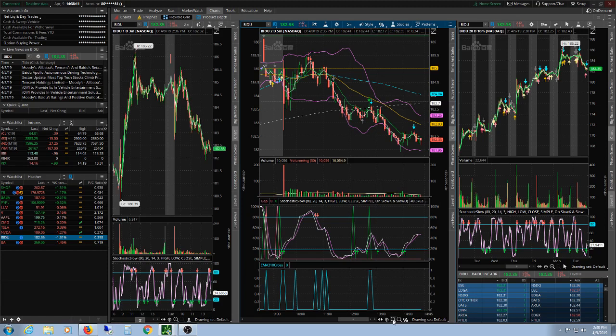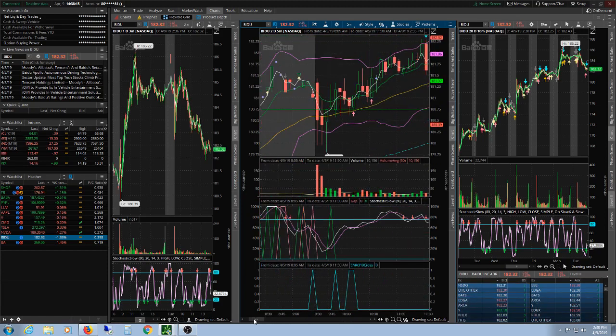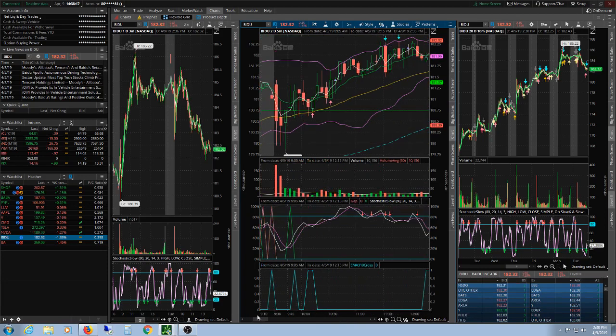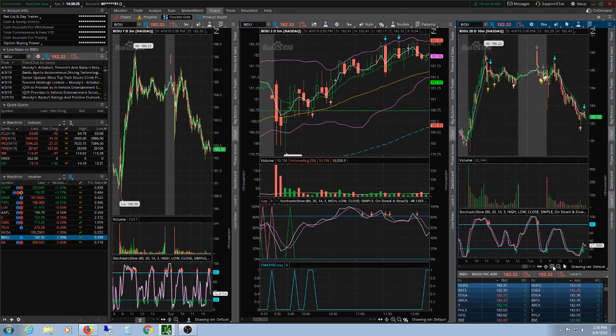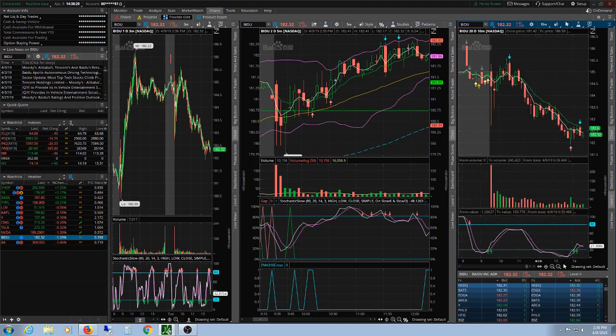I'll try to go over each one of these every day, but I'm trying to keep the videos a little bit shorter too. Right here, let's give this as an example. Let me see how the 10-minute chart looks. Alright, here's one. We have a bearish engulfing candle right here.